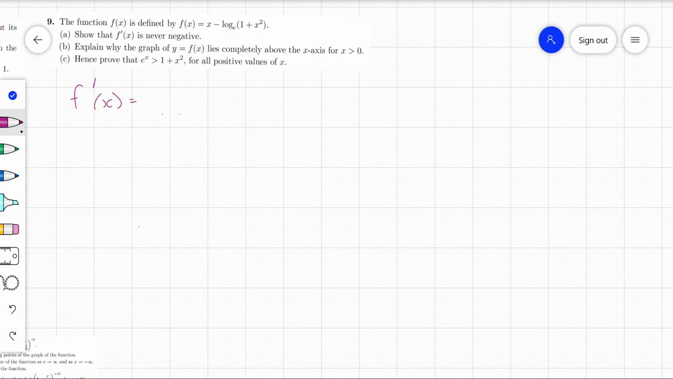Alright, so when we differentiate x, we get 1. When we differentiate a log of a function, we get the f dash of the function on top of the function. So we get 2x on 1 plus x squared there. So 1 minus 2x on 1 plus x squared.